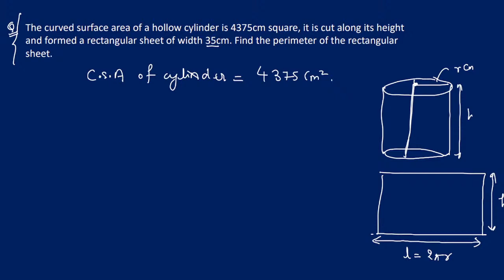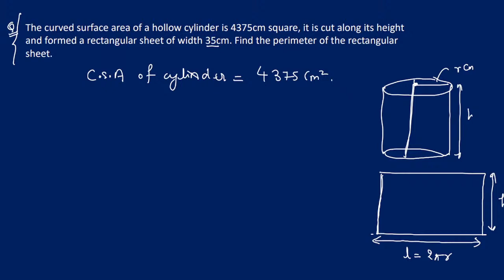L equals 2 pi r, the length. Now the question is asking the perimeter of the rectangular sheet. We want the perimeter of the rectangular sheet. We must know the value of 2 pi r. If we are able to find the length, then we can easily determine the perimeter of this rectangular sheet.